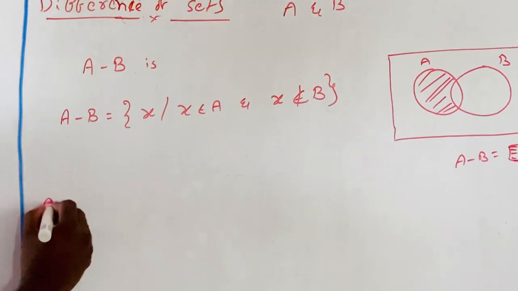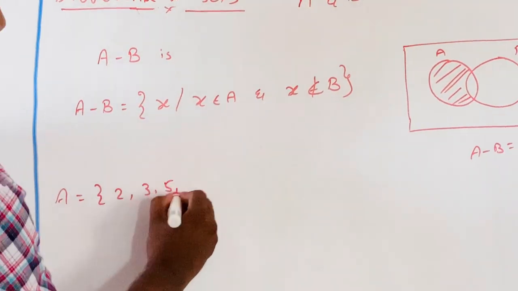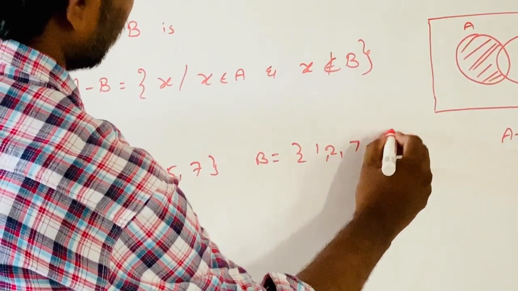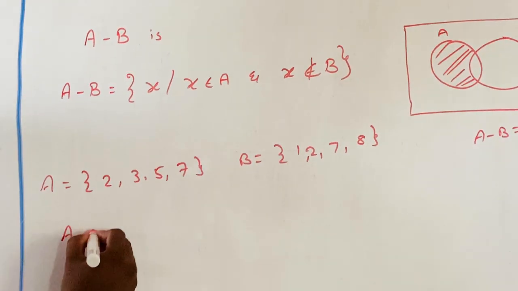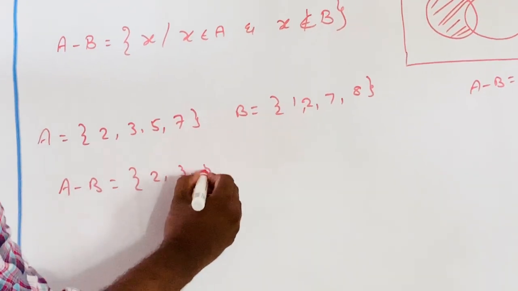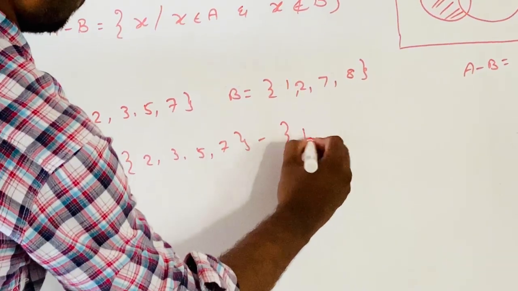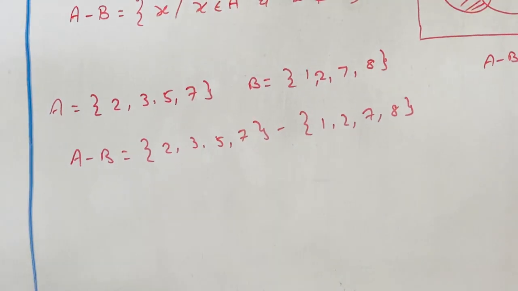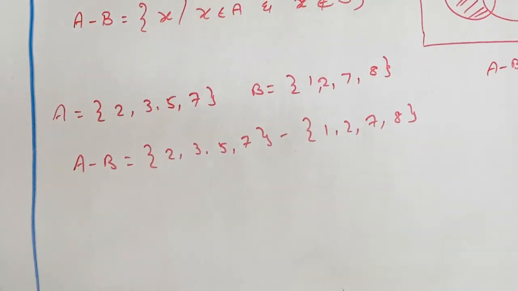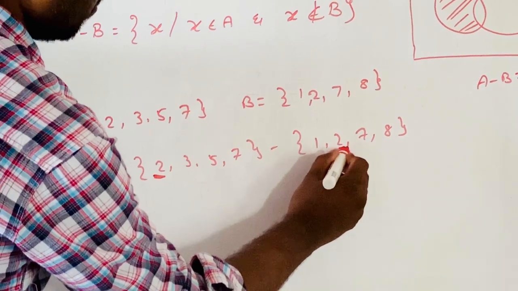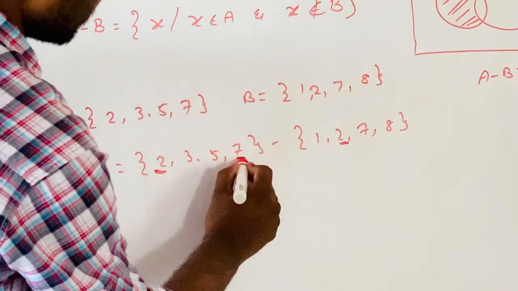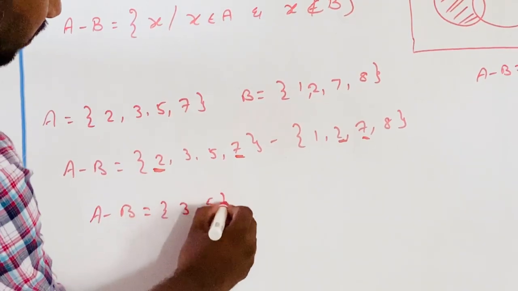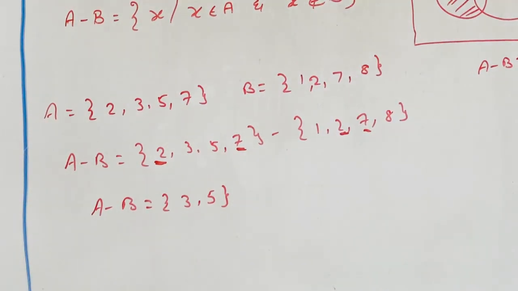For example, A is equal to 2, 3, 5, 7 and B is equal to 1, 2, 7, 8. Now find A minus B. A minus B is equal to 2, 3, 5, 7 minus 1, 2, 7, 8. What does it mean? A minus B means only elements that belong to A and do not belong to B. Now here 2 belongs to both, and also 7. Means A minus B is 3, 5.